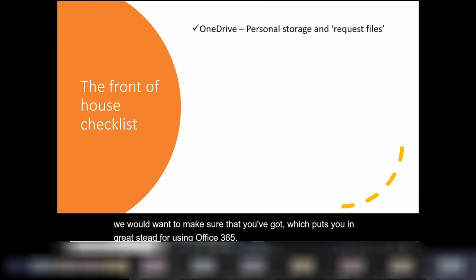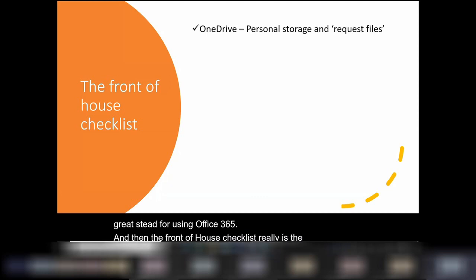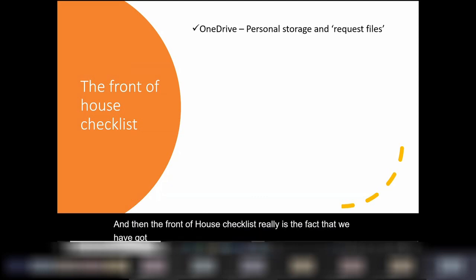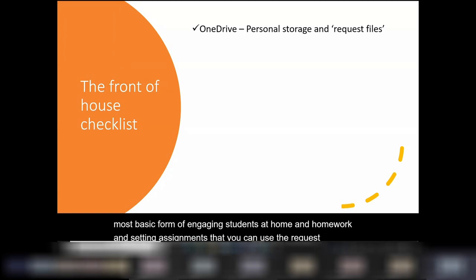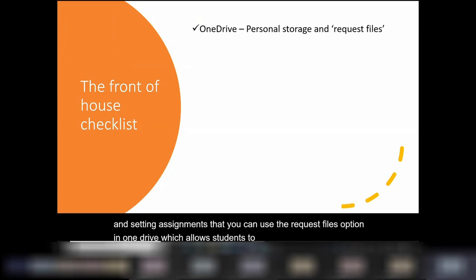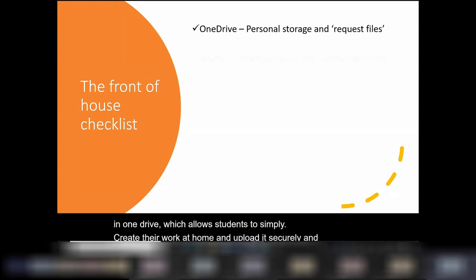And then the front of house checklist really is the fact that we have got access to all of these elements. As we mentioned in the first session that we run, you've got OneDrive, which is really your hub for personal storage. And in the most basic form of engaging students at home with homework and setting assignments, you can use the request files option in OneDrive, which allows students to simply create their work at home and upload it securely and safely to the teacher.